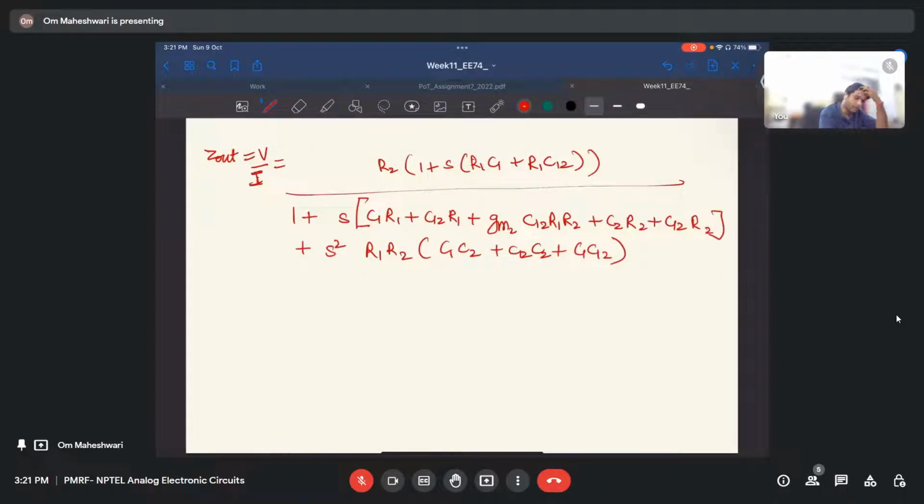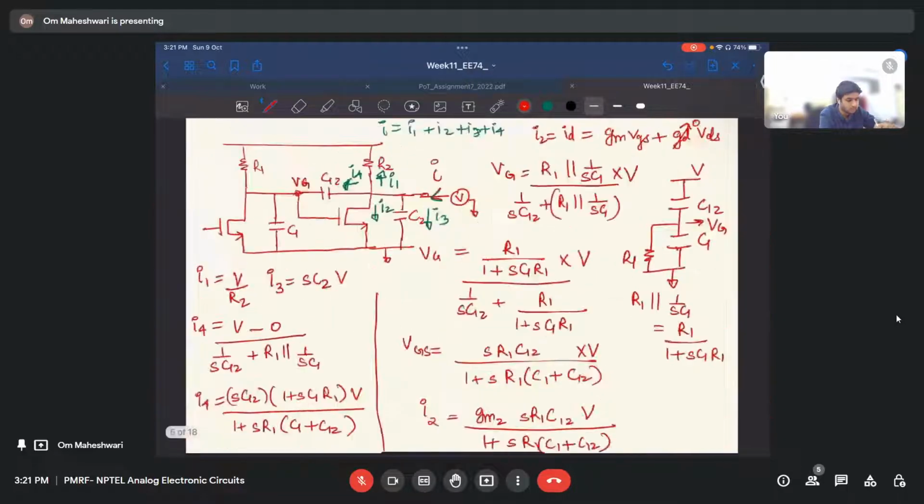It is simple. We just applied KCL everywhere, and we did not do anything else. We just took KCL at this node. For Z out, we applied test voltage V. Current going through is I. Then V by I is Z out, and we just found all the components of I, and then found V by I.